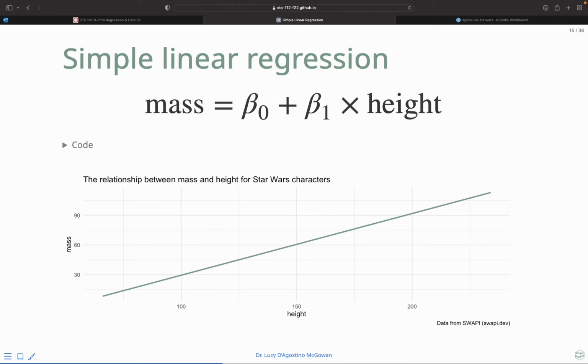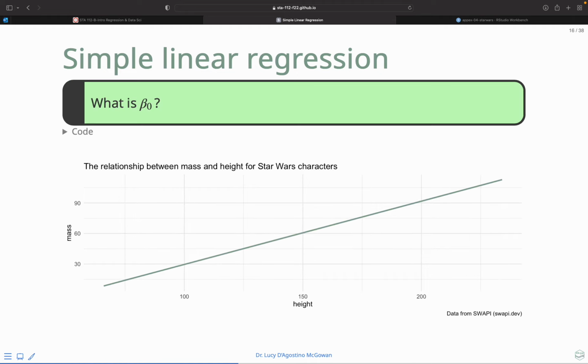We could write this as, for example, mass equals beta 0 plus beta 1 times height, where beta 0 is the intercept of this model, so it's where x is equal to 0, and beta 1 is the slope of this line. Okay, so if I were trying to interpret what beta 0 means, how would you, in words, describe beta 0?